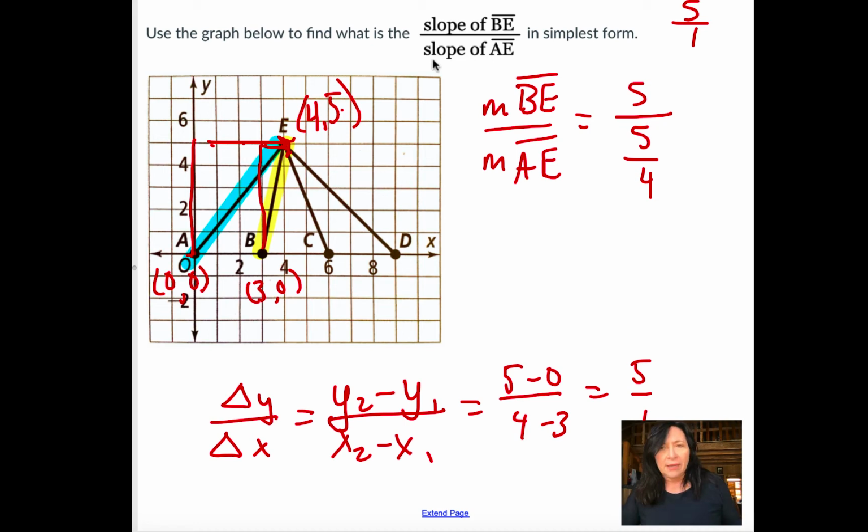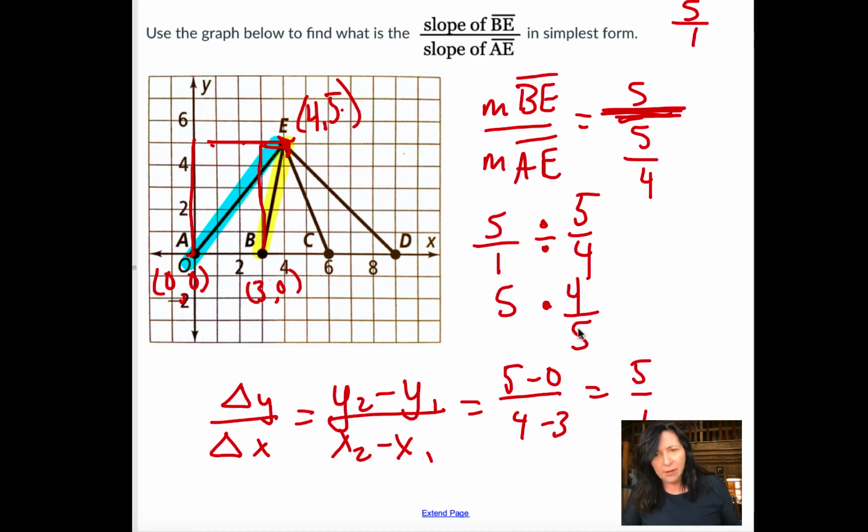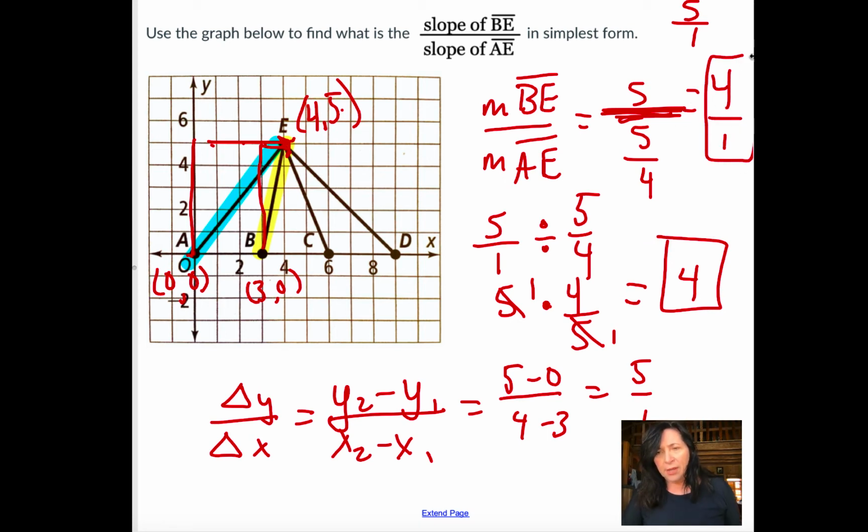So realistically, if I was rewriting this, because this means divide, I can say 5 over 1, or just 5, divided by 5 over 4 becomes 5 times 4 over 5, right? Cancel the 5s, they become 1, and I have 4 times 1, which is 4. So the ratio of BE to AE is going to be 4 to 1, and then you would write it like that.